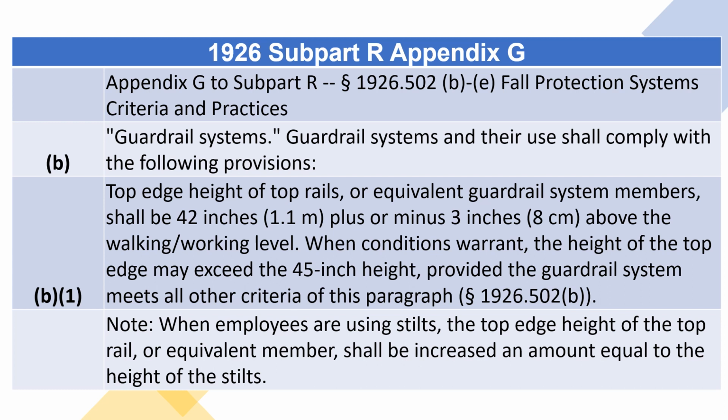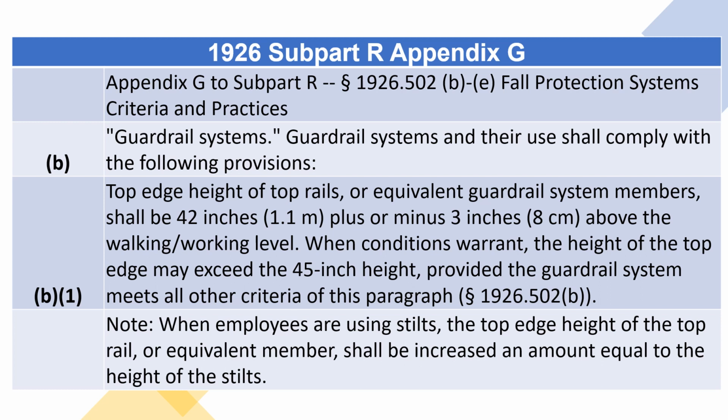(b) Guardrail systems. Guardrail systems and their use shall comply with the following provisions. (b)(1) Top edge height of top rails, or equivalent guardrail system members, shall be 42 inches (1.1 meters) plus or minus 3 inches (8 centimeters) above the walking/working level. When conditions warrant, the height of the top edge may exceed the 45-inch height, provided the guardrail system meets all other criteria of this paragraph, section 1926.502(b).